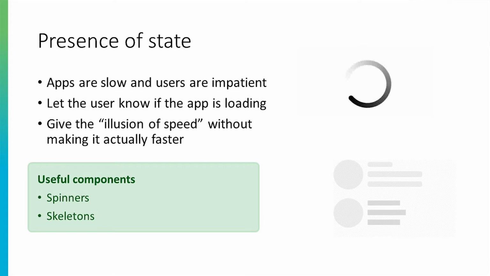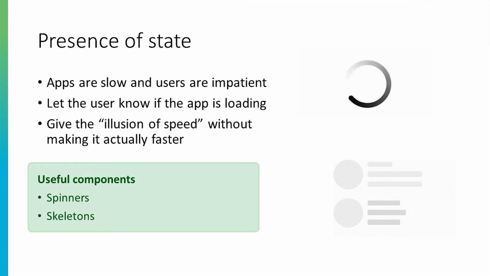So the best way to handle this is to use components like spinners, which is this thing here that most people are pretty familiar with, and skeletons, which are little placeholders to show things that are to come later on. What these do is that they give the illusion of speed. So it occupies the user's attention without really doing anything to make it faster, but it provides a much better user experience and lets them know what the application is doing.